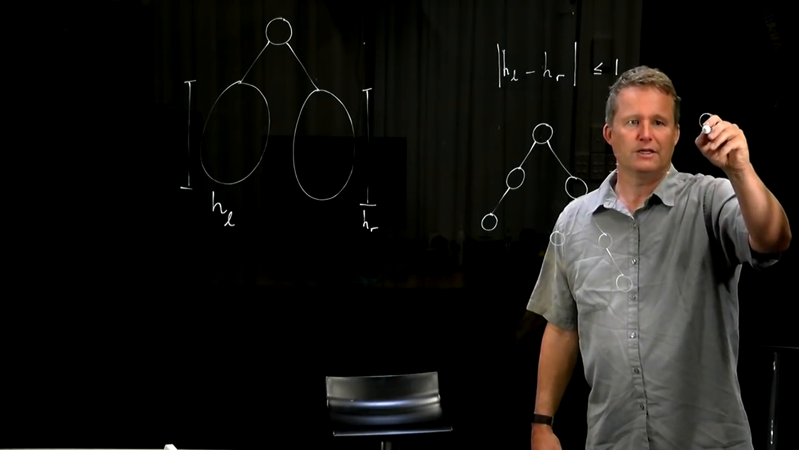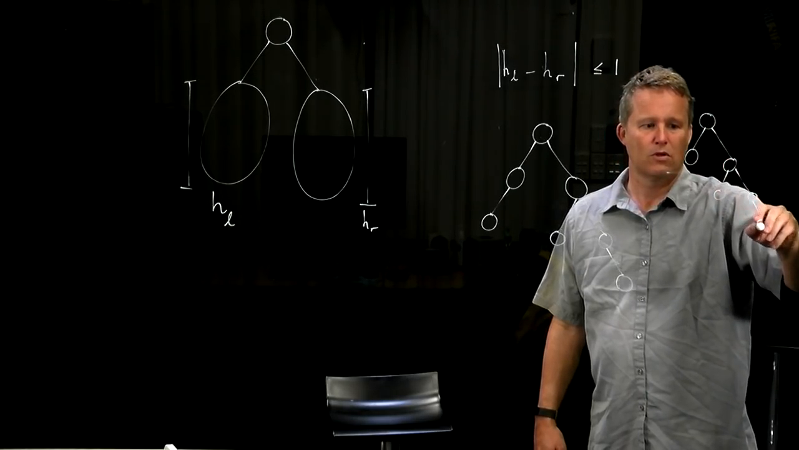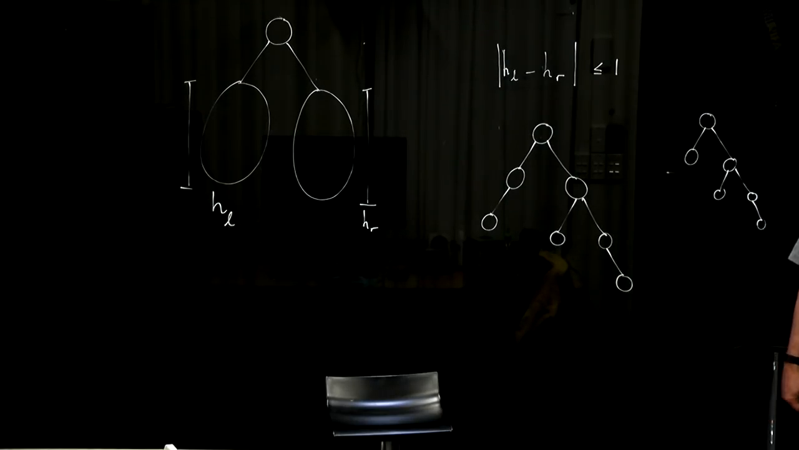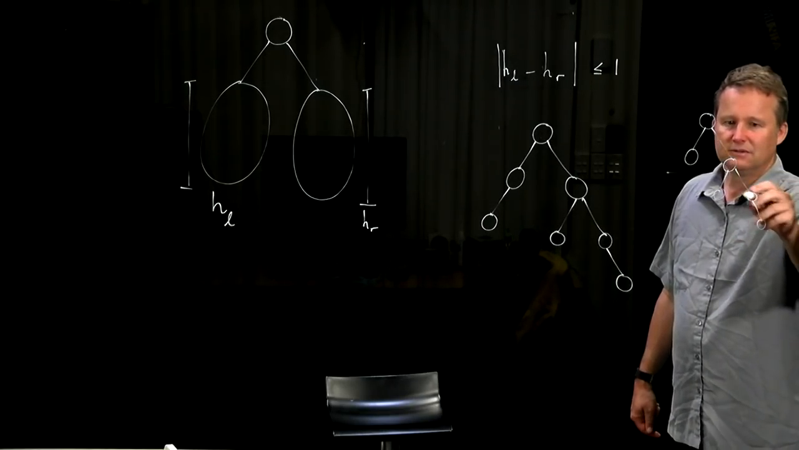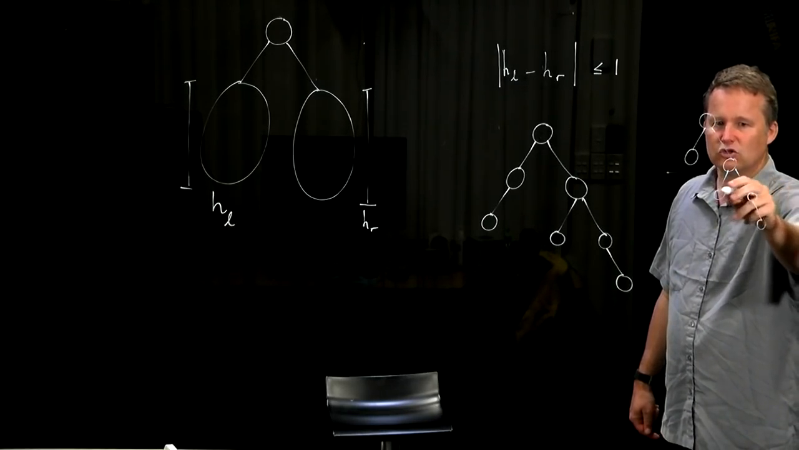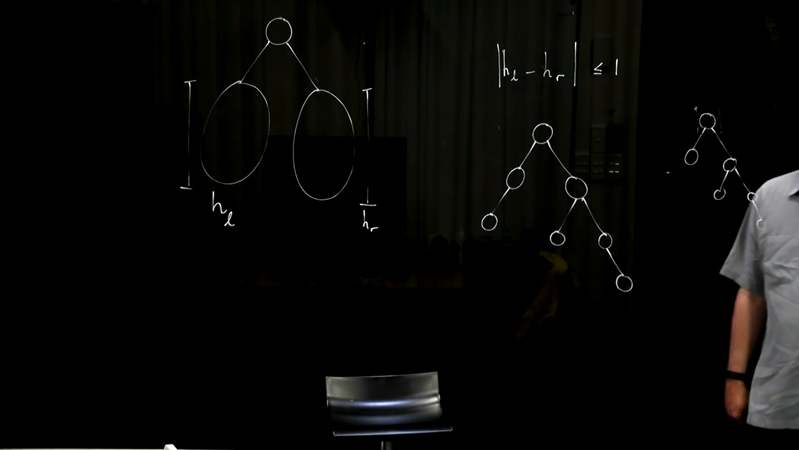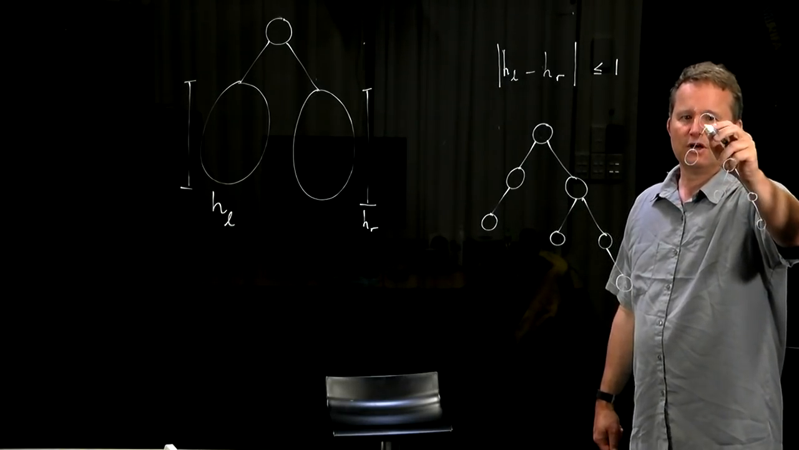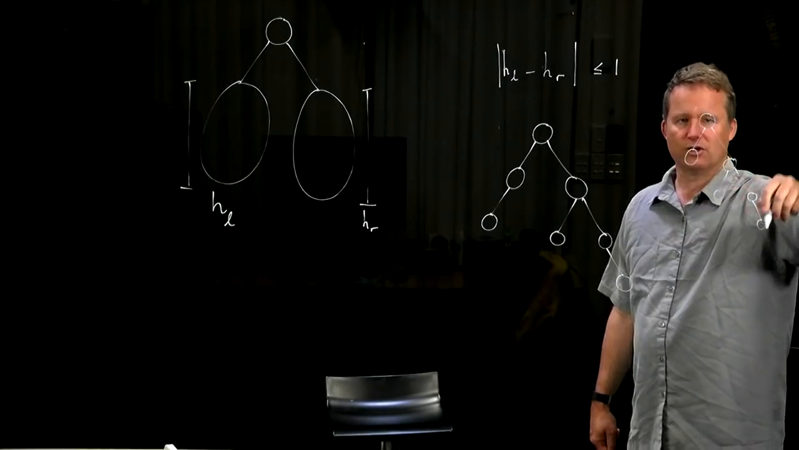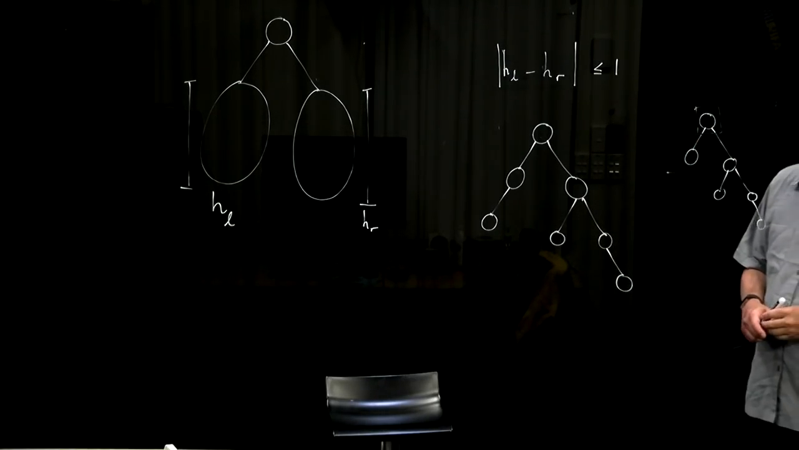But something like this would not be. It satisfies the property everywhere down here. Everything here is okay. There's not too much imbalance between subtrees, but when you get to the root of the whole tree, something goes wrong. The left subtree has height 1, the right subtree has height 3. That violates this property of being an AVL tree.